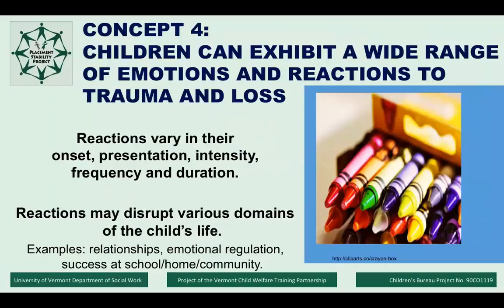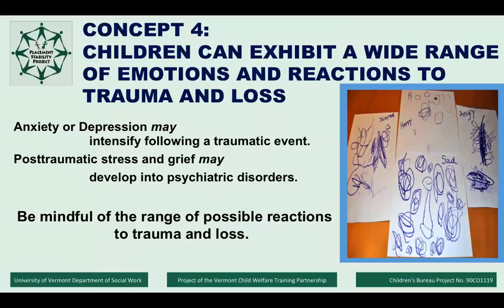Concept 4. Children can exhibit a wide range of emotions and reactions to trauma and loss. A child's reaction to traumatic events and loss may vary in onset, presentation, intensity, frequency, and duration. Many children continue to experience trauma reactions long after the event is over. These trauma responses may disrupt various domains of the child's life, including his or her relationships, emotional regulation, and success at school, at home, and in the community. A child with a pre-existing propensity towards anxiety or depression may experience these symptoms more intensely following a traumatic event.